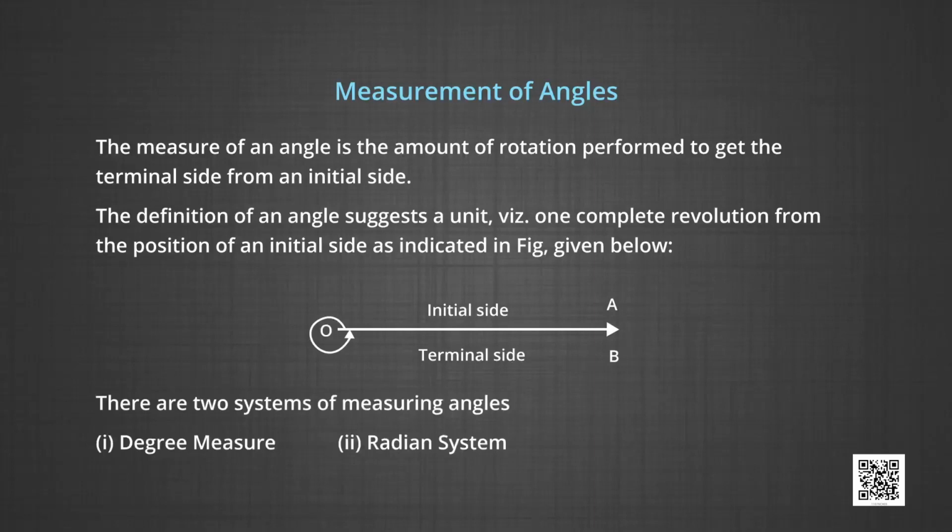There are two systems of measuring the angles. The first one is the degree measure and the second one is the radian system. Let us now study the degree measure. Another name for degree measure is the sexagesimal system. Let us see how we are going to measure the angles here.